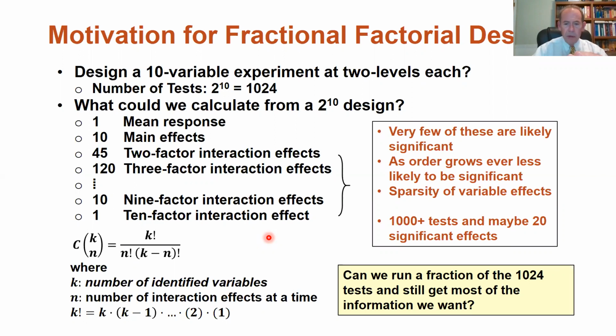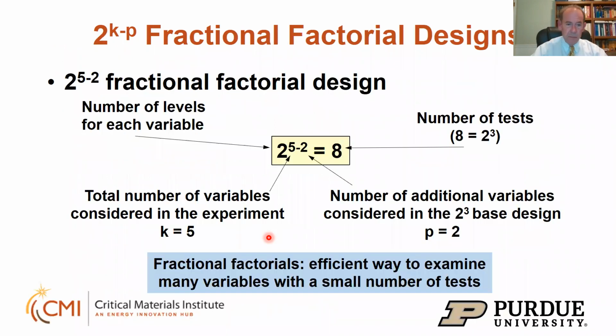So maybe if we were to conduct a 2 to the 10th full factorial, maybe only 20 of the effects would be significant. So we start thinking, is there a way to examine all these variables and maybe not have to consider so many tests? Can we look at a smaller set of tests and get nearly the same amount of information? And that's really the motivation for fractional factorials.